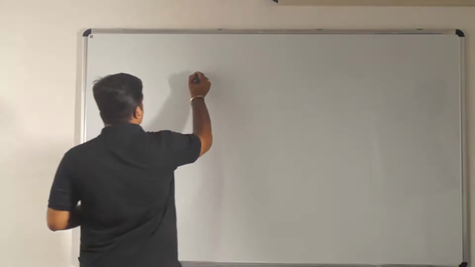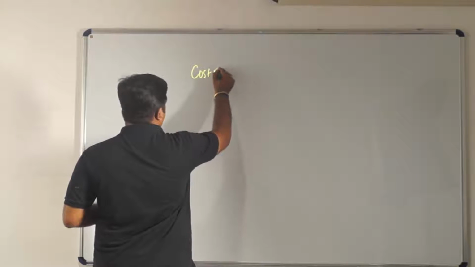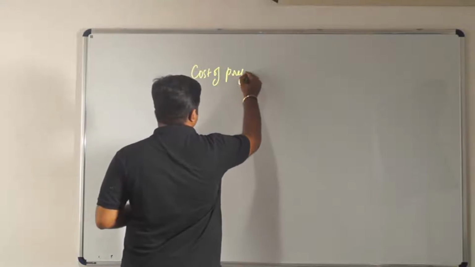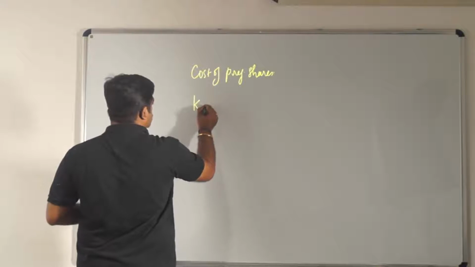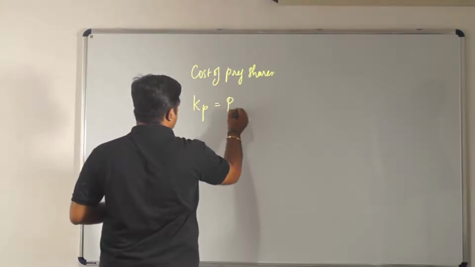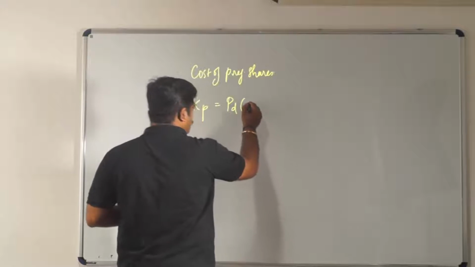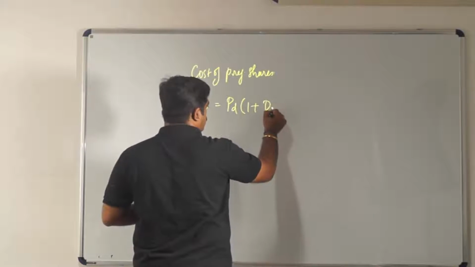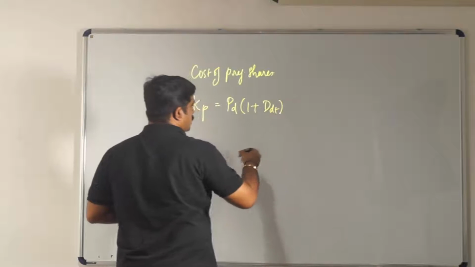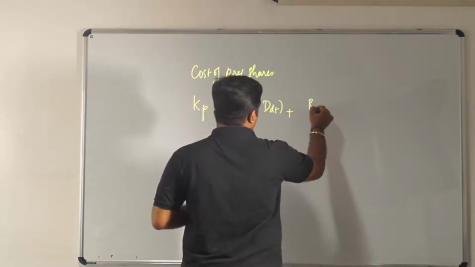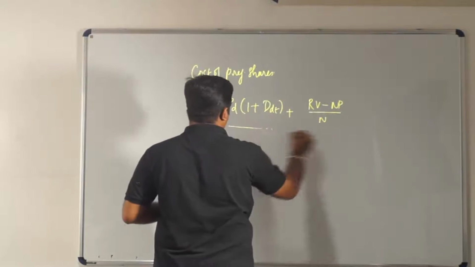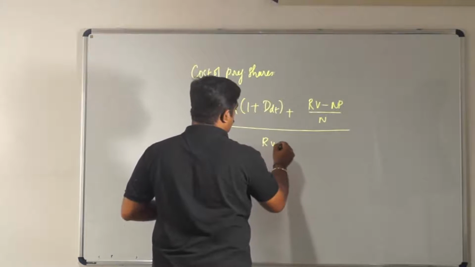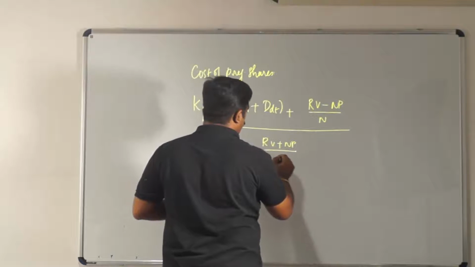So how do we find out the cost of preference shares? What is the formula we have? We know the cost of preference shares KP is nothing but PD. If there are any dividend distribution taxes, then we have to say dividend distribution taxes. Okay, then RV minus NP divided by N, whole divided by RV plus NP by 2.